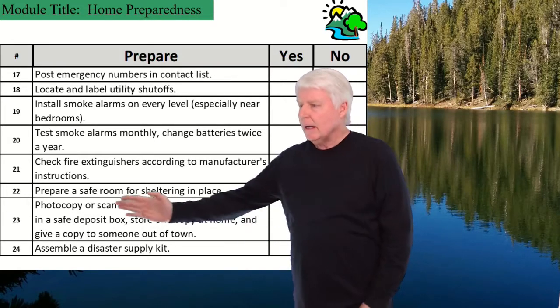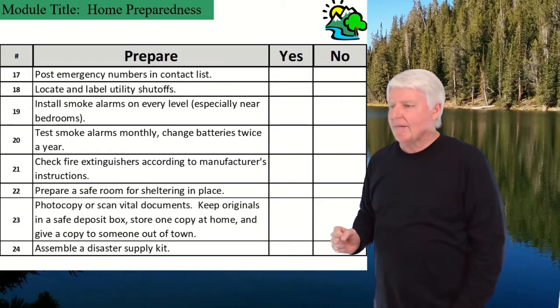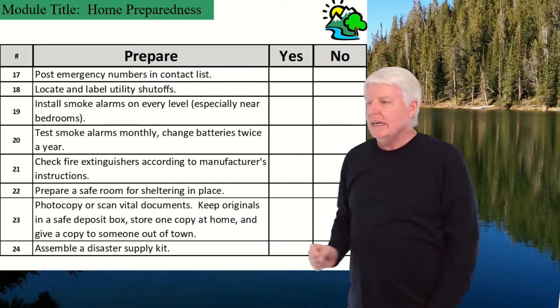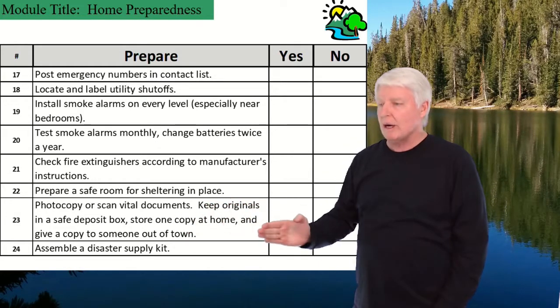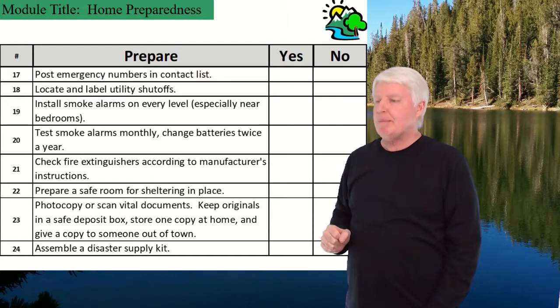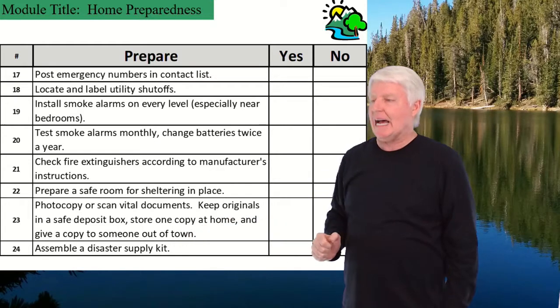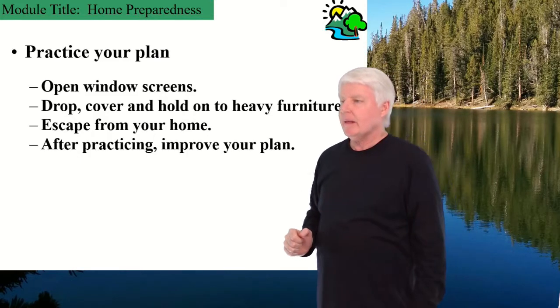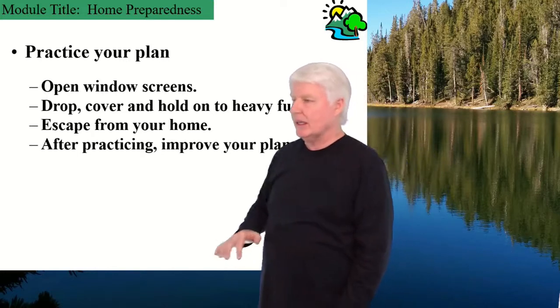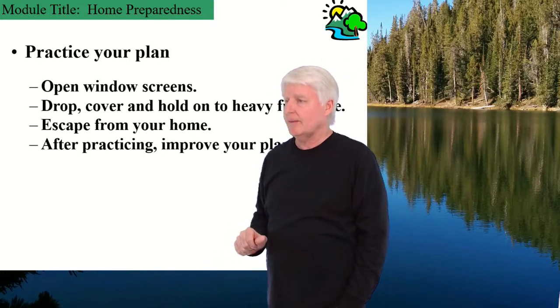All right. 23, photocopy or scan vital documents. Keep originals in a safe deposit box. Store one copy at home and give a copy to someone out of town. Okay, that's very important. Assemble a disaster supply kit. And we'll talk about what goes in those kits here in just a little bit in this module.